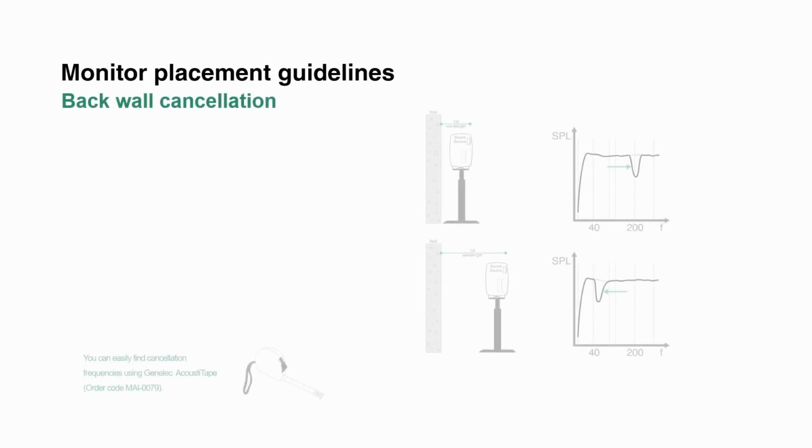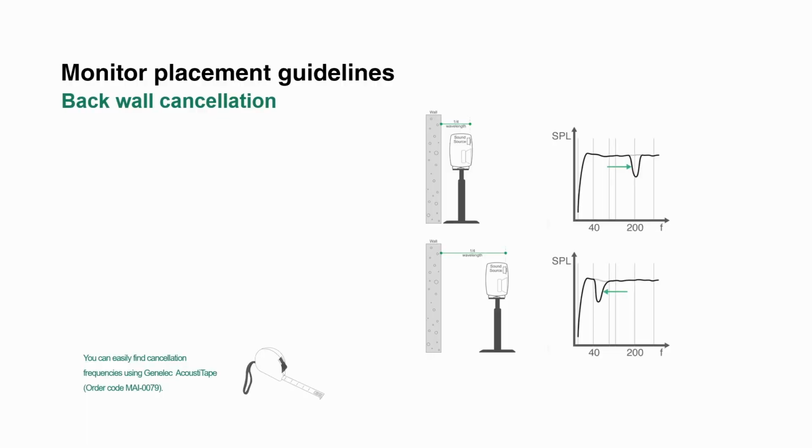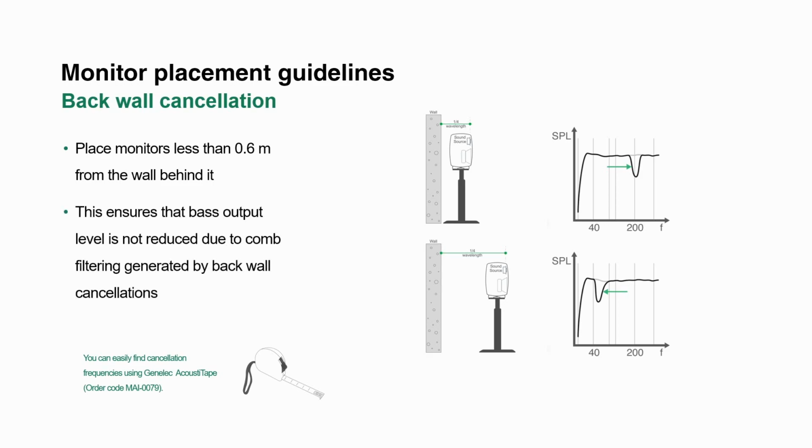A phenomenon which is incredibly common but isn't often spoken about is rear wall cancellations, or quarter wavelength cancellations. So ideally, I would look to place a monitor no less than 0.6 of a meter from a rear wall. This ensures that the bass output level is not reduced due to comb filtering generated by rear wall cancellations. So what does that mean?